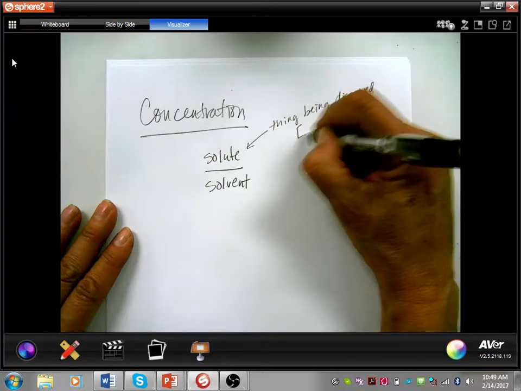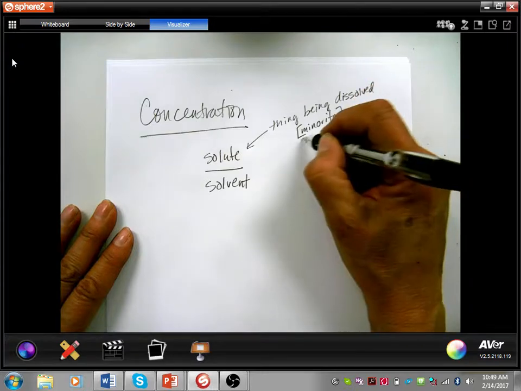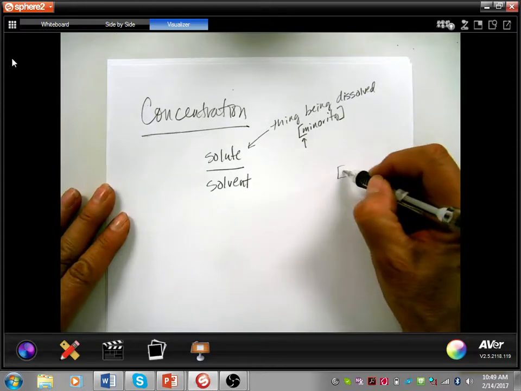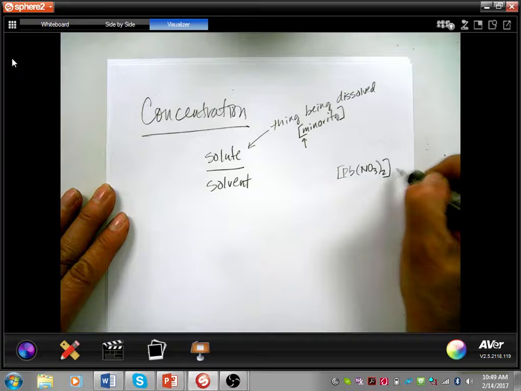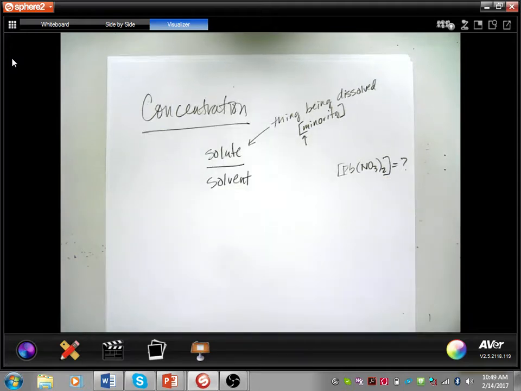And that thing is usually in the minority of concentration. You see those little square brackets? Chemists mean concentration of. So when you see square brackets, for example, if I said, what is the concentration of lead nitrate? That might be how you would express it. So you put the little square brackets and say concentration of.